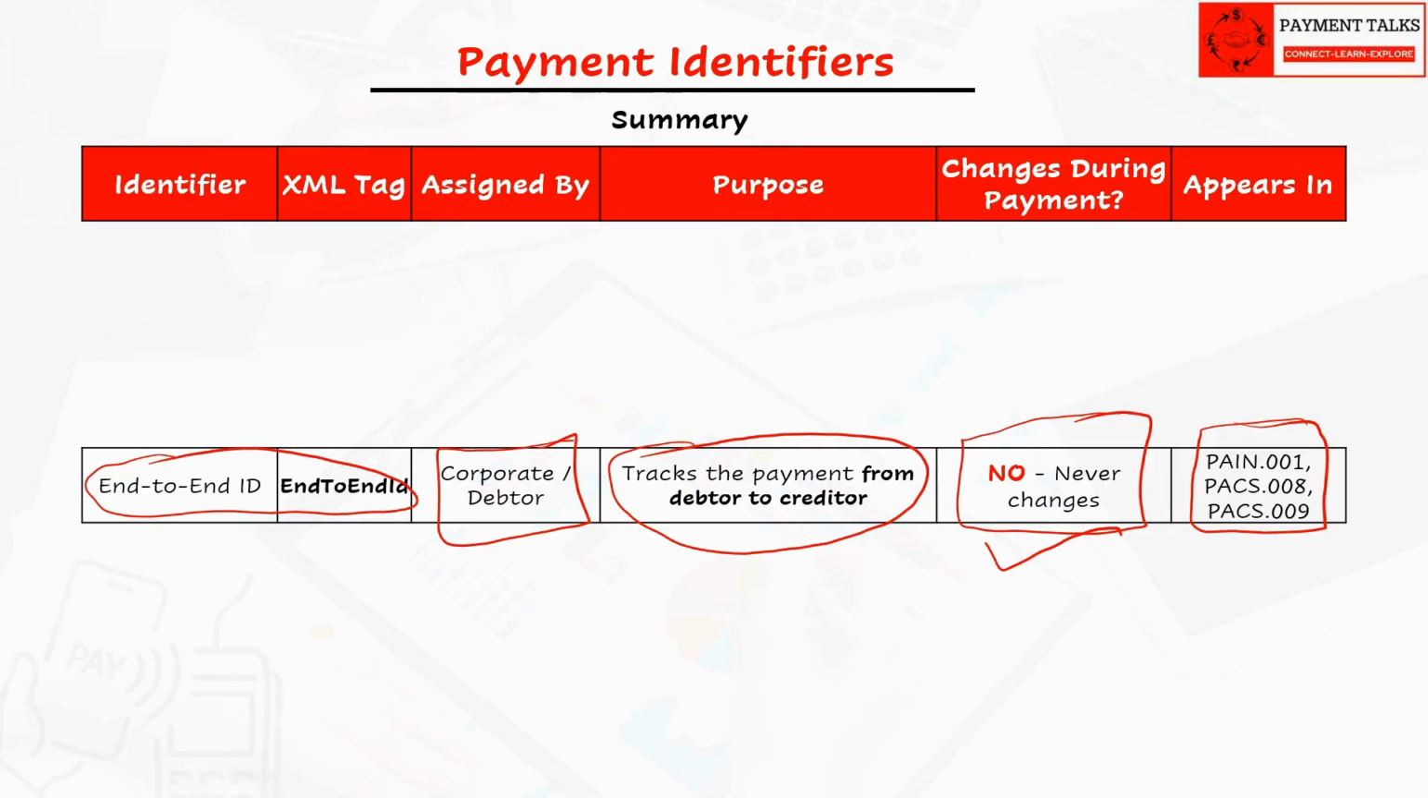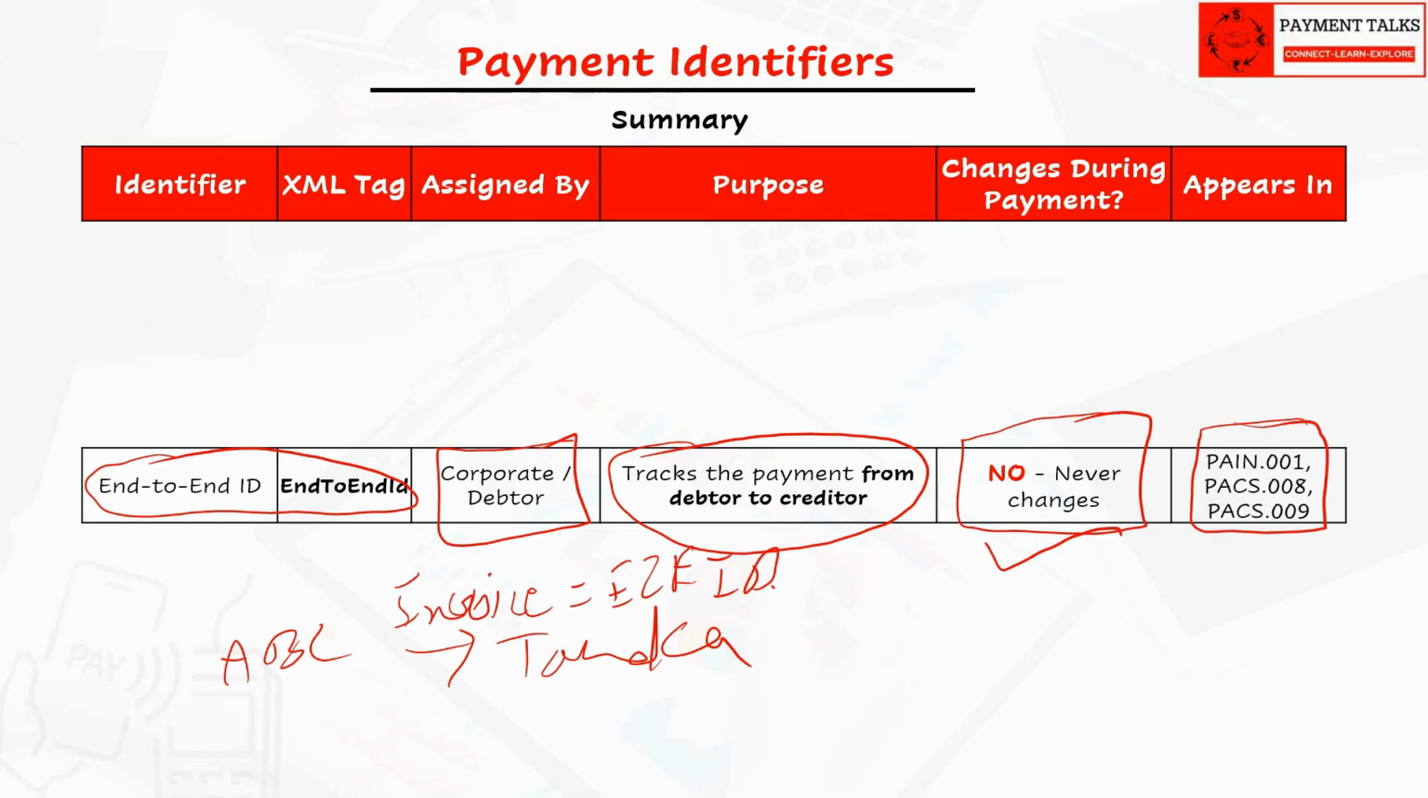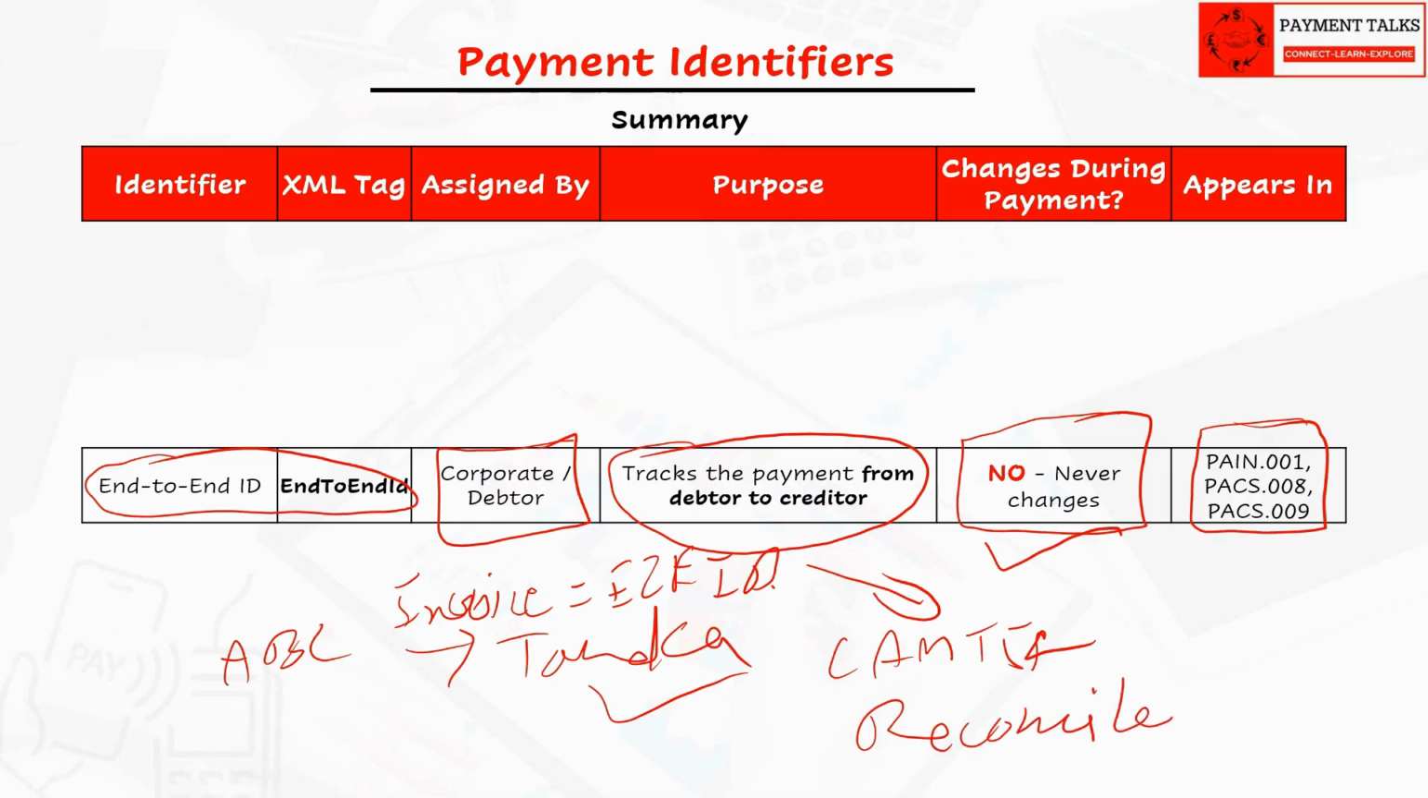Example: ABC Manufacturing sends a payment to Tanaka Electronics with end-to-end ID as invoice number. The payment travels through Barclays, Citi and MUFG Tokyo. When MUFG credits Tanaka's account and sends a CAMT54 notification, end-to-end ID appears in that notification unchanged. Tanaka's ERP automatically matches the credit against the invoice number set in end-to-end ID.